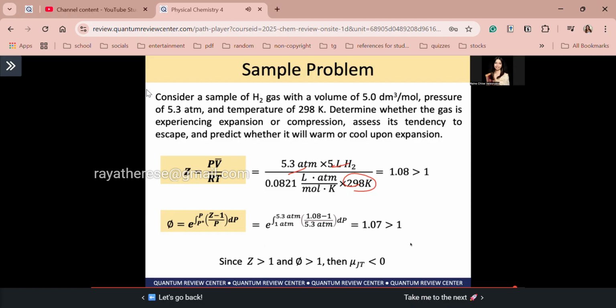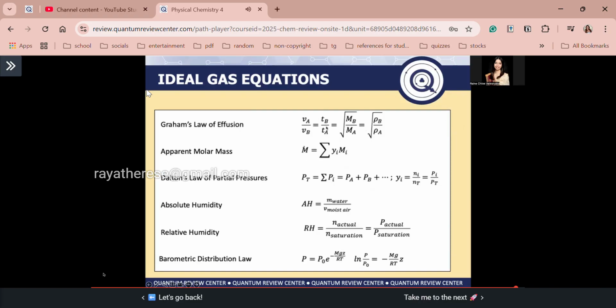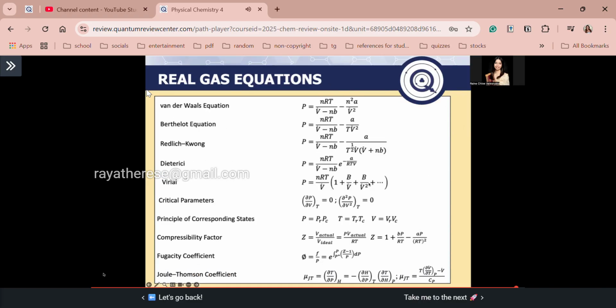So that's how you answer it, guys. Very straightforward, you can do it. In general, these are the equations that we used earlier. These are for the ideal gas equations, and this also for the ideal gas equations. And lastly, these were the equations used for real gases. Note that we don't have to memorize Berthelot, Redlich-Kwong, Guttili, and Virial. You can memorize Virial, and of course the van der Waals equation. But for the others, as long as you get the concept, you're fine.